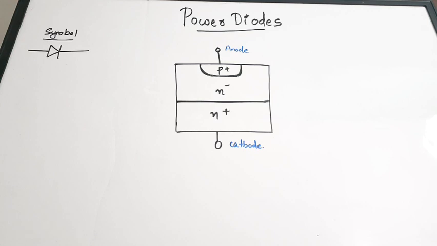And there is a special type of diode called the power diode, which is designed for performing these applications coming under power electronics. So we are going to discuss power diodes in this video.